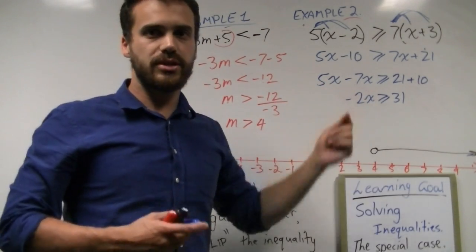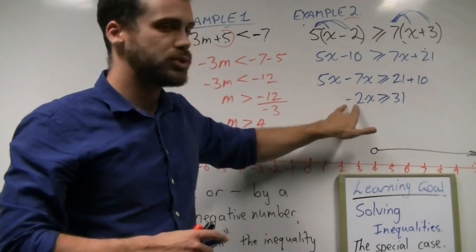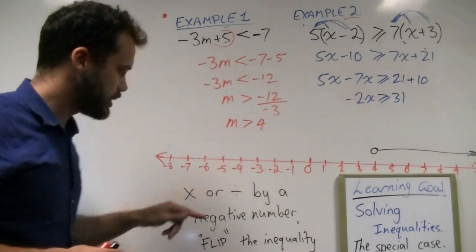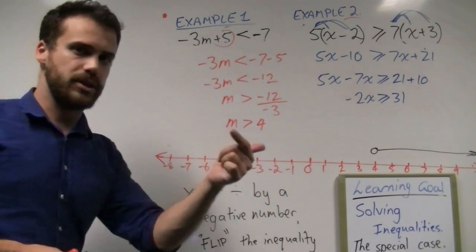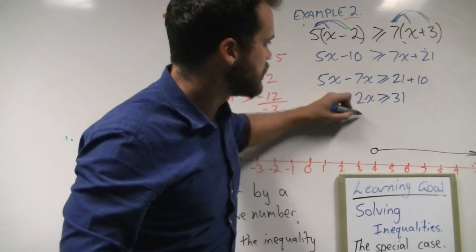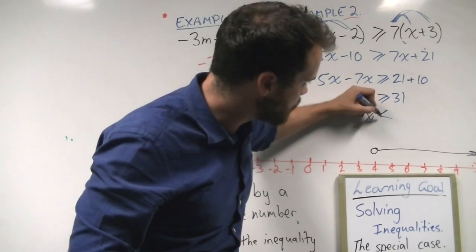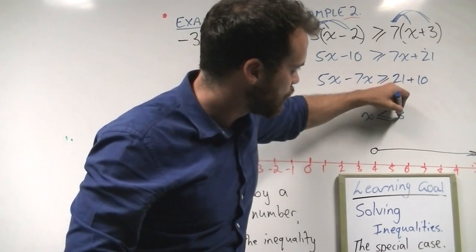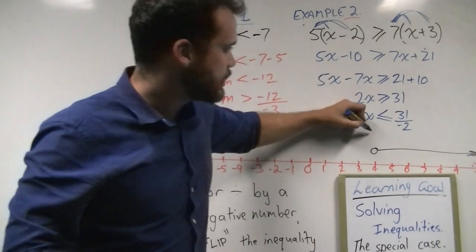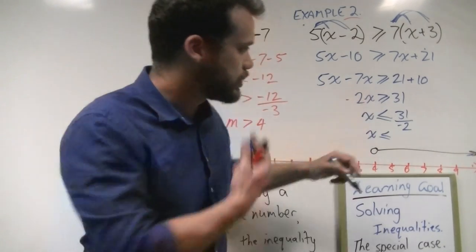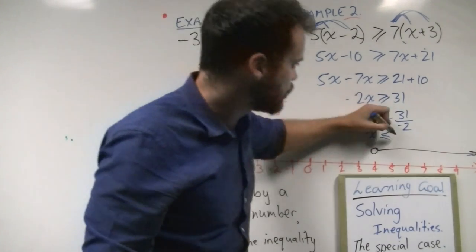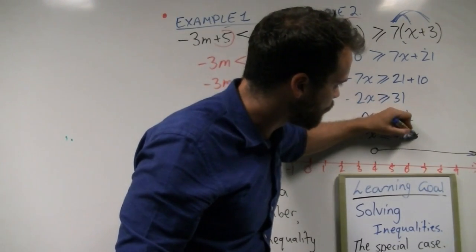Now you should see the warning bells here. Negative 2. That means I'm going to have to divide by a negative number. And if I divide by a negative number, I have to flip the inequality. That means that x is less than or equal to 31 divided by negative 2. That means that x is going to be less than or equal to, if we do it as a decimal, negative 15.5.